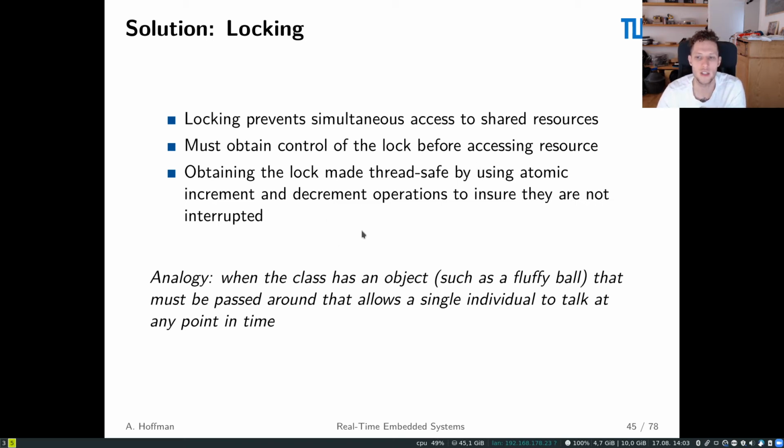So these are instructions that happen in one clock cycle. If you take the lock, you're guaranteed that it's going to happen in one clock cycle, and therefore no one else is going to take it at the same time, right? And so this is how we use atomic instructions to create locks. This is the analogy, and this is what we're going to look at: how do we achieve this then?